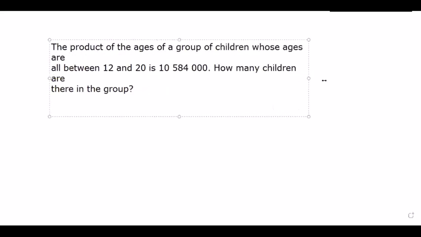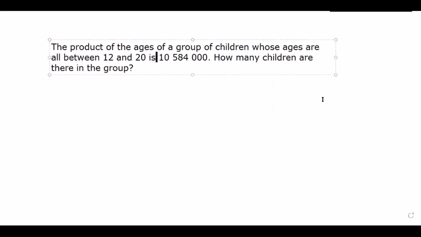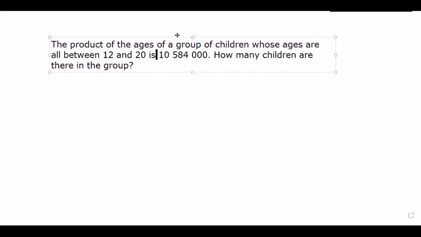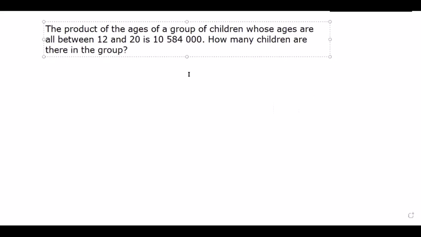The product of the ages of a group of children whose ages are all between 12 and 20, you have a rather huge number here. It's 10,584,000. The question is, how many children are there?